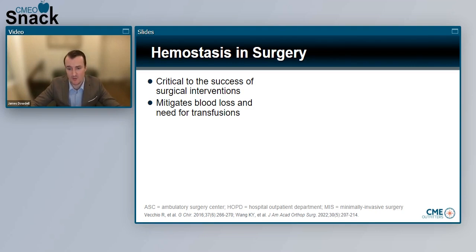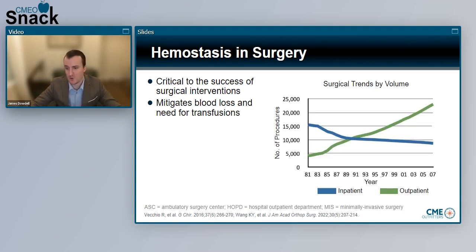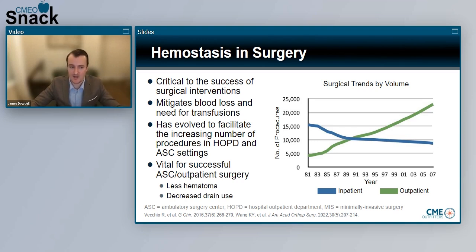And as we can see by this graph here, there's a trend towards more outpatient surgery. So every year, we do less and less inpatient surgery and more outpatient surgery, whether that's outpatient in the hospital or ambulatory surgery center. And the important thing is for making these surgeries successful. So we think about hemostatic agents, they've evolved to be used in these outpatient settings to decrease the use of hematoma or decrease drain use. And that enables patients to potentially go home.